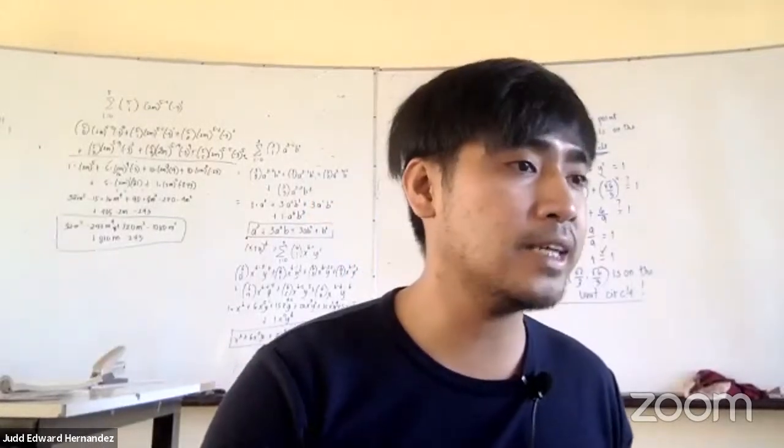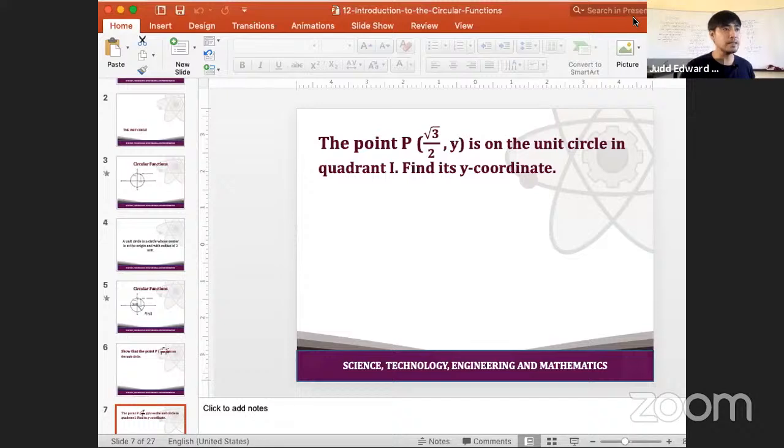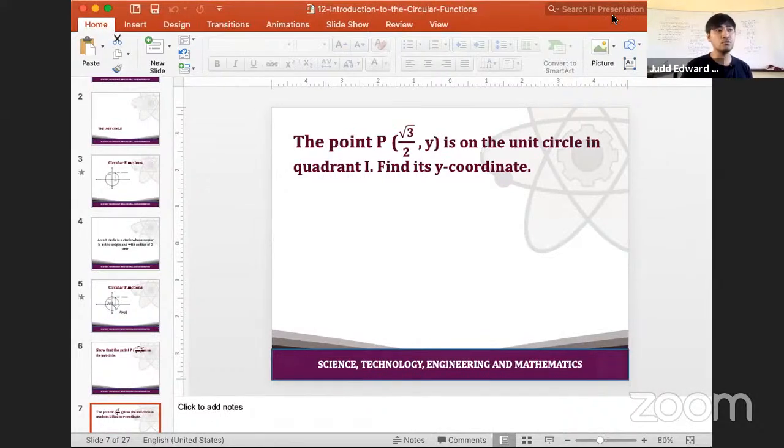Okay, so sige nga, try nyo ngang sagutan to. The point P, square root of 3 over 2, y is on the unit circle in quadrant 1. Find its y coordinate. I'll be giving you 1 minute to answer.